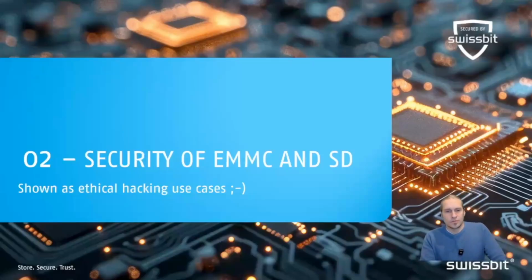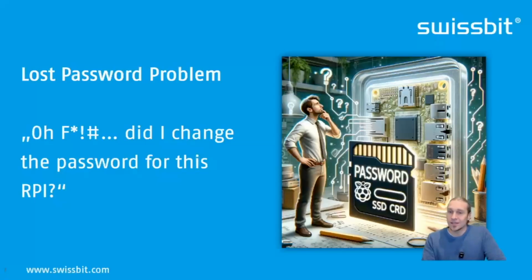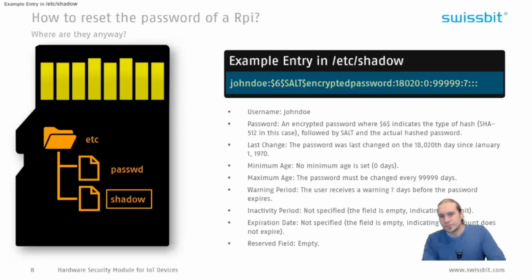So let's have some ethical hacking use cases first. I'm not sure who here has already used the Raspberry Pi, but I guess many people from time to time have this problem. They pull out a Pi or an old micro SD card and try to log in, and then you see, wow, I cannot log in. Did I use a wrong username, or did I use a different password? What should I do now?